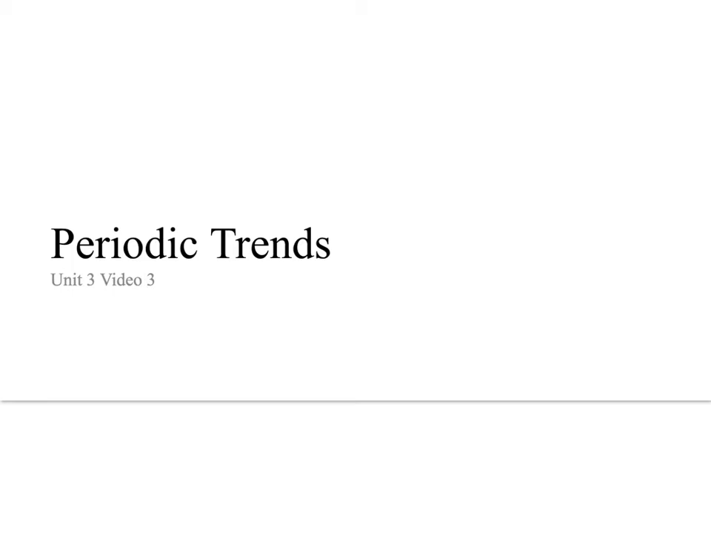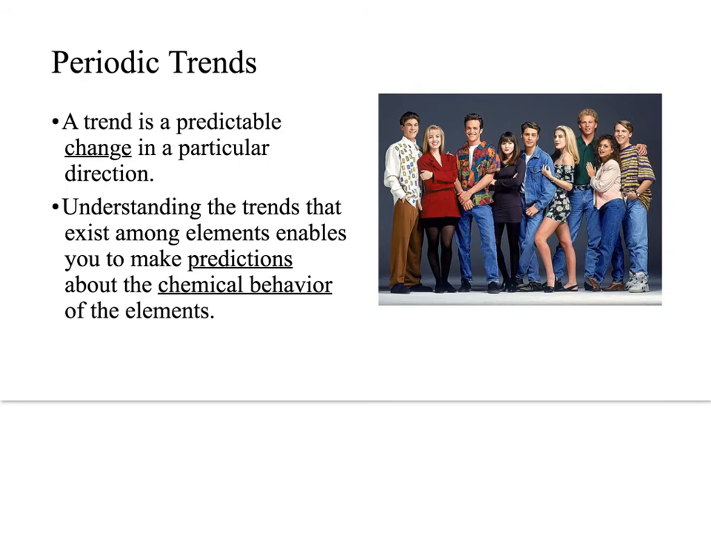So let's get started. A trend is a predictable change in a particular direction, like fashion trends. For example, those were the clothes that technically people wore when I was a kid, in junior high, high school. In hindsight, they're weird. Okay, maybe not so much high school, more like elementary school. But nonetheless, understanding trends in elements enables us to make a lot of predictions, to look at elements and get a better idea of what would happen when we react things.